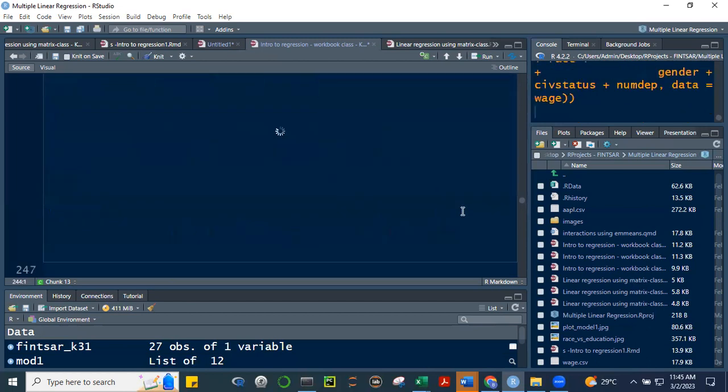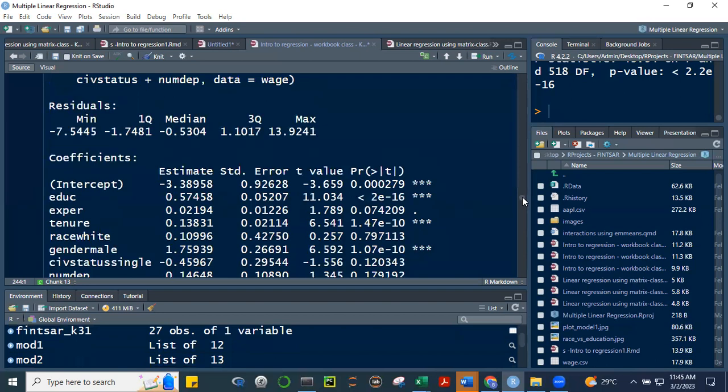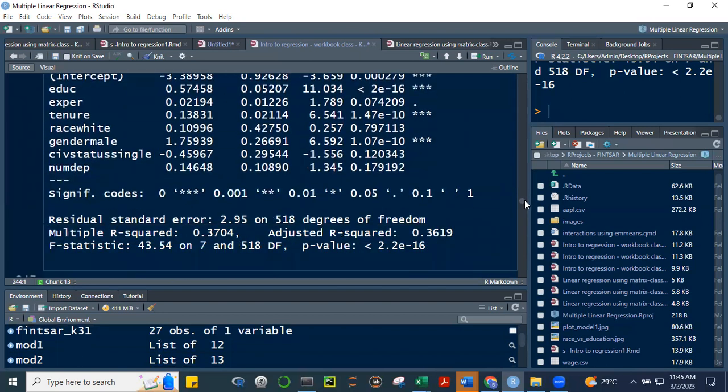Yung pangalawa natin. So we now have this. Ito na yung model natin. And we see here that adjusted R squared is increased. Kanina 16 lang. Ito 36 na. So ibig sabihin, in terms of R squared, this model is a lot better. Okay? Kasi 36% ng variation ng hourly wage kayang i-explain ng model natin. Yung 63% hindi niya kayang i-explain.